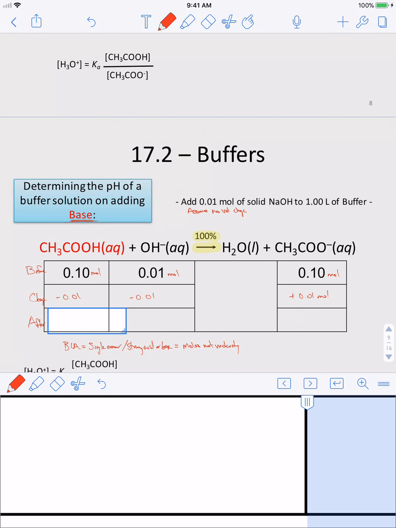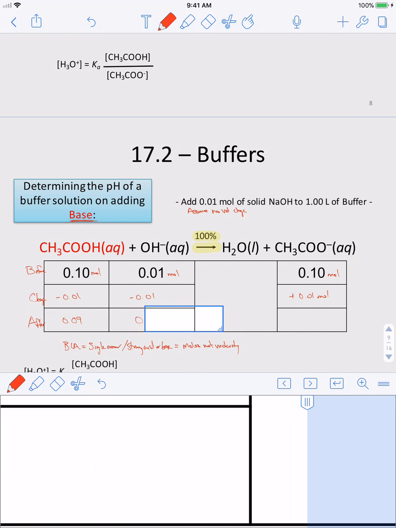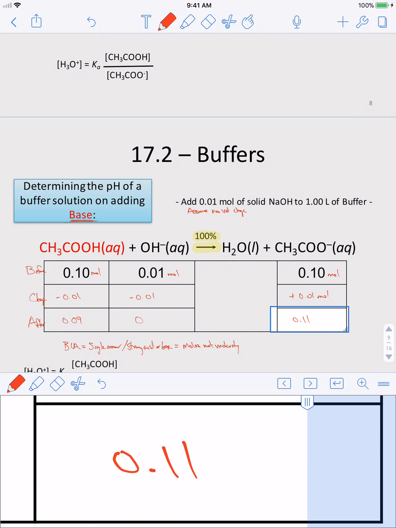Okay, then after neutralization, we ran out of the hydroxide. So now we have 0.09 when we subtract 0.1. Here we have 0 because we used it all. And here we have 0.11. We added it in.